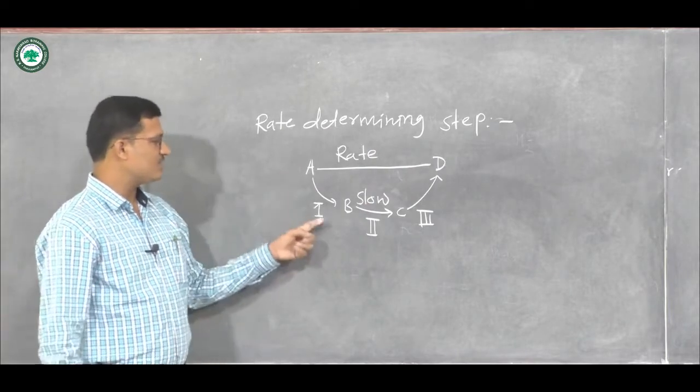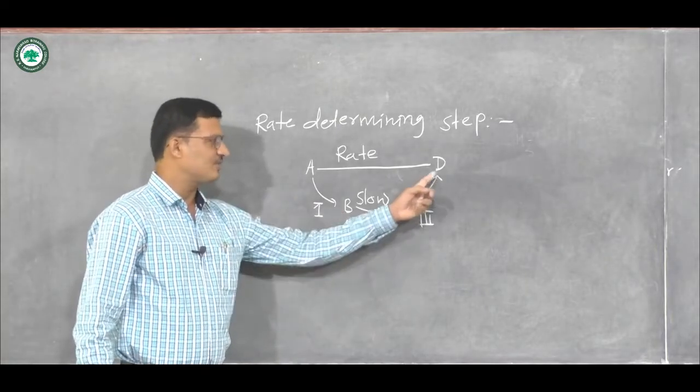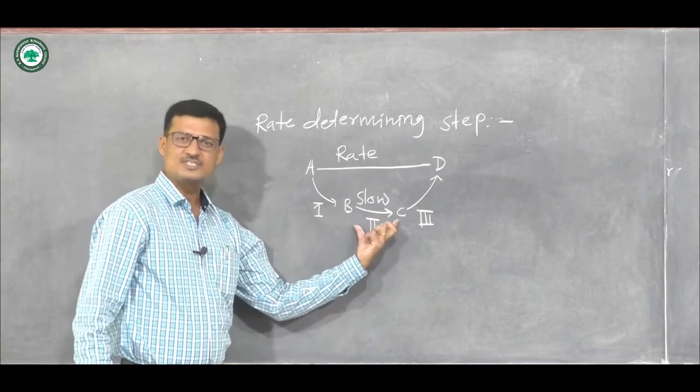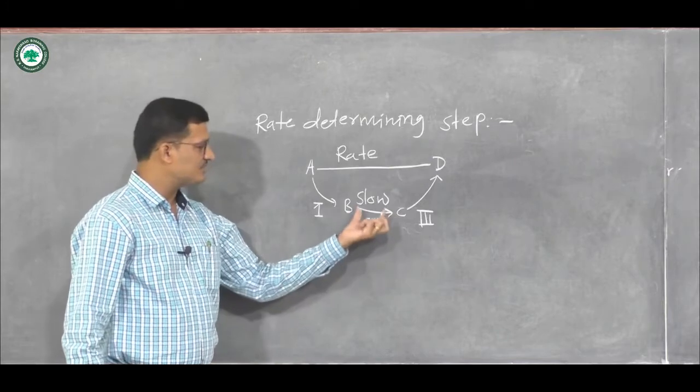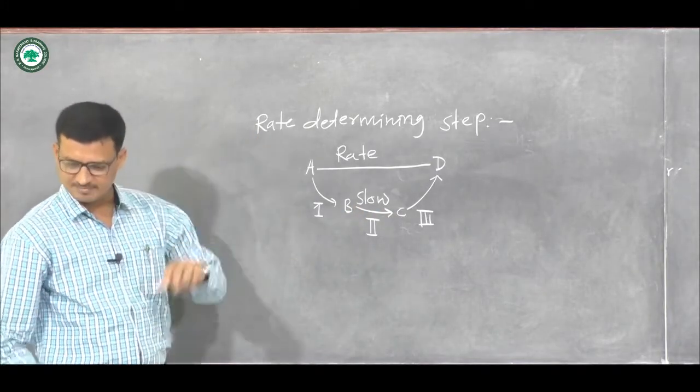Rate of reaction does not depend on how A is converted into B or how C is converted into D, but the overall rate depends on how B is converted into C. This step, B converted into C, is a slow step, and this step we call the rate determining step.